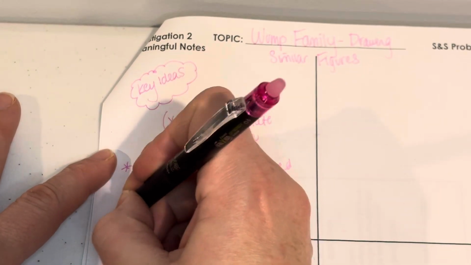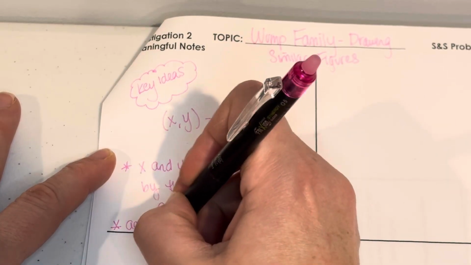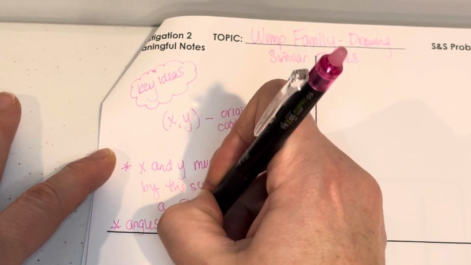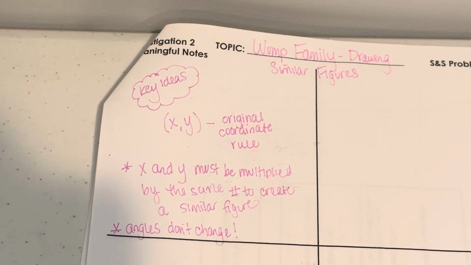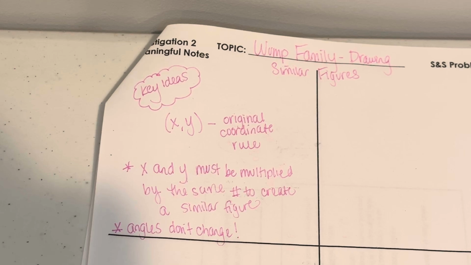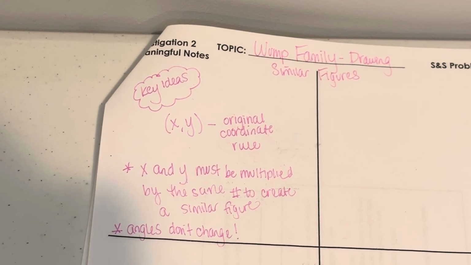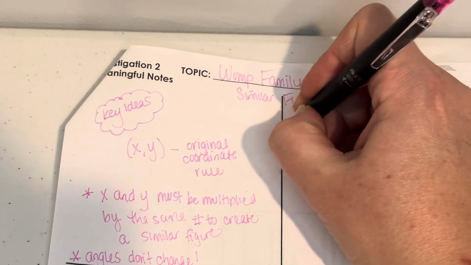Another key takeaway or key idea, this is again something we've talked about in here, angles don't change. Side lengths do, angles do not. These will be quick, meaningful notes. Let's do just a couple of examples over here.